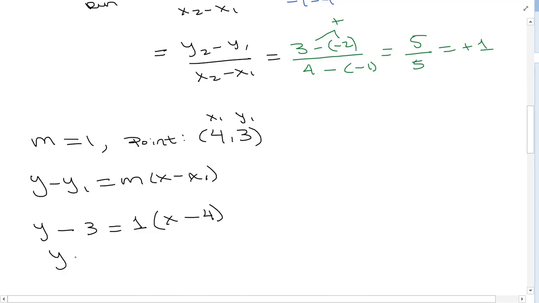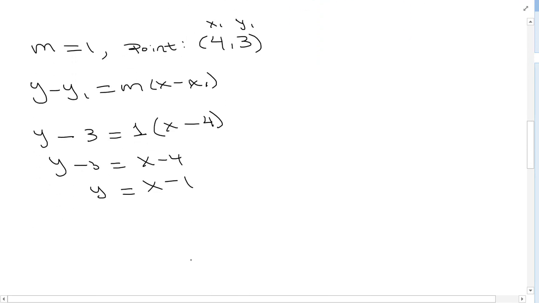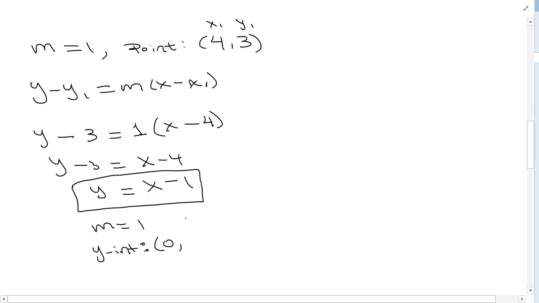And solve. So I'm going to have y minus 3 equals just x minus 4. Add 3 to both sides, so y equals x minus 4 plus 3 gives me -1. So this will be my equation of the line. This is in slope-intercept form. So now I can gather some information from here. I know the slope is 1, but I already knew that. But now I also know that the y-intercept is the point 0, b, which is -1, so 0, -1.